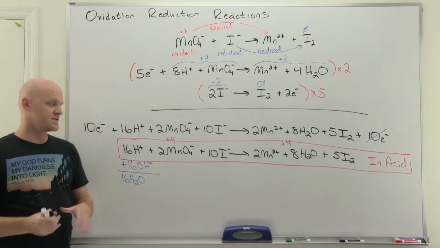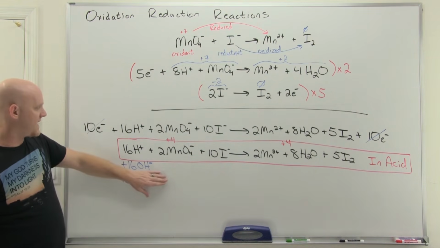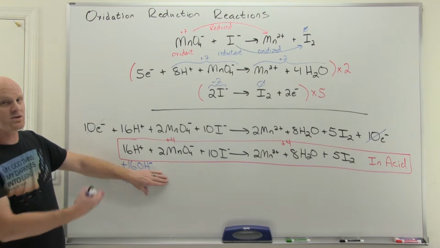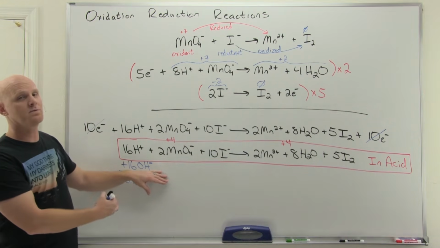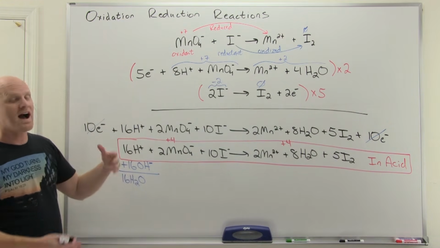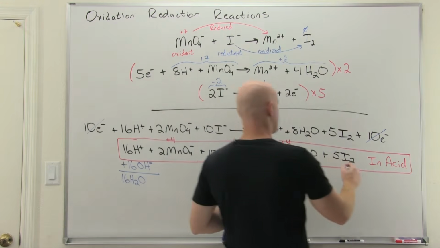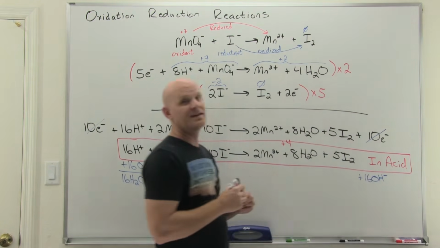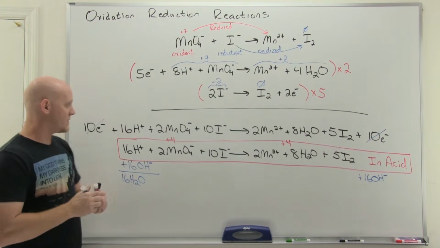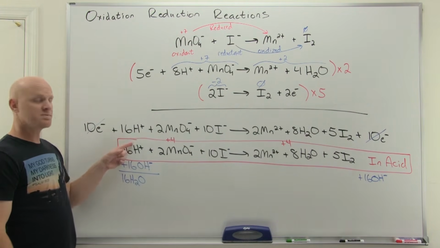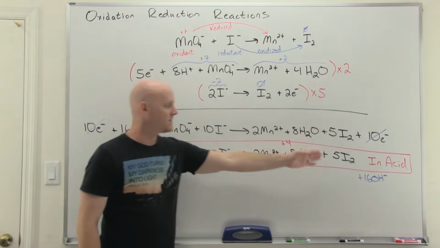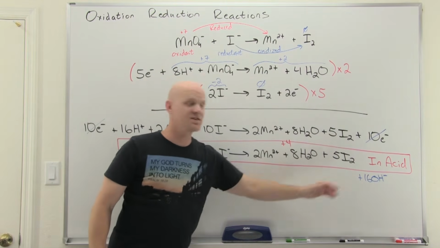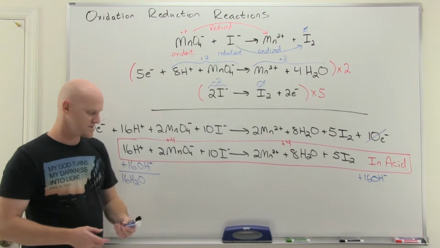Now we have a problem, though. This thing was balanced just a second ago. And so if I add 16 OH minuses to just the reactant side, it's not balanced anymore. And so to make this still work, I've also got to add 16 OH minuses on the product side. That way it's still balanced. Now on the reactant side, it combines with the H plus to form water. On the product side, there's no H plus to combine it with. It's just going to stay as OH minus.